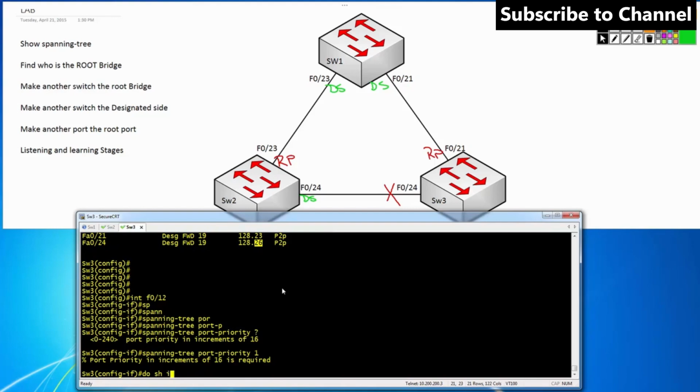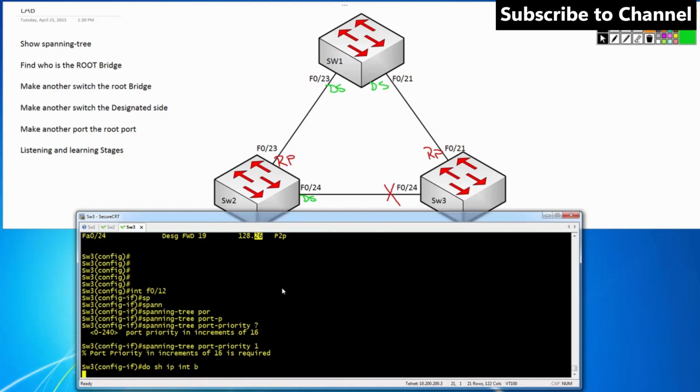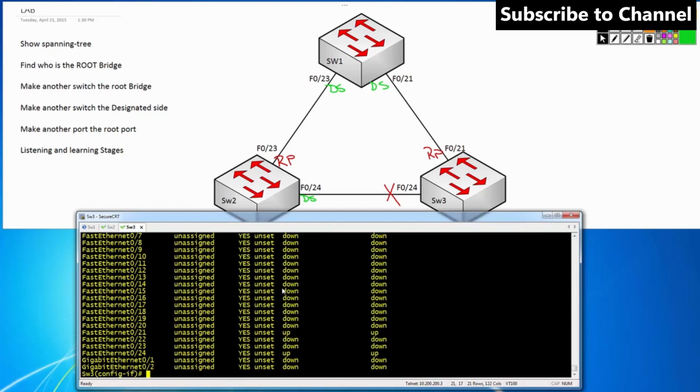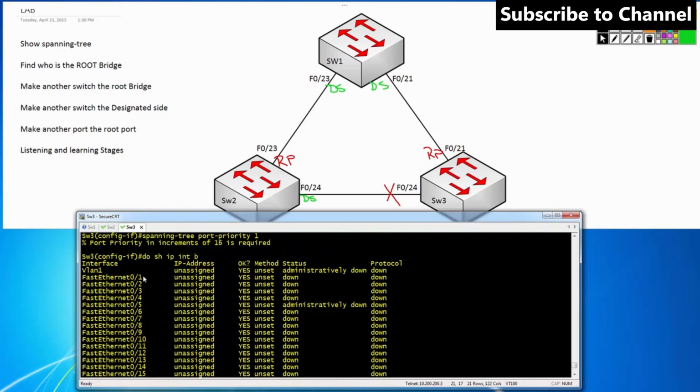Do show ip interface brief. As you can see, this will be port 1, and this is port number 2, not priority. After we go through these, then we'll go back up here. This will be 3, 4, 5, 6, 7, 8. You get the idea. Okay? And that concludes our basic lab with manipulating spanning tree.